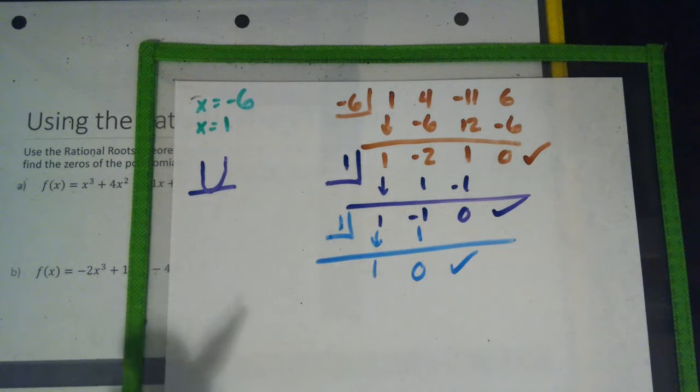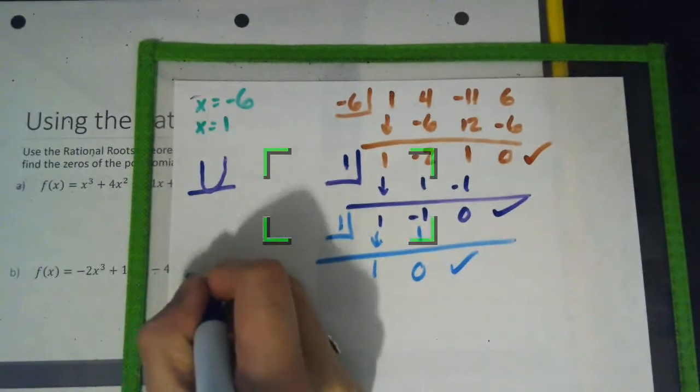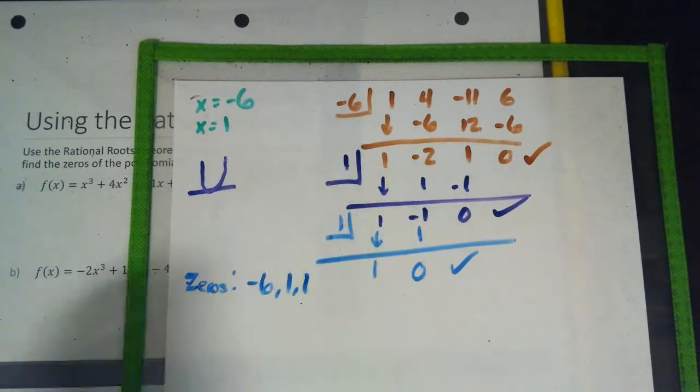So that means I got remainders of zeros in all of these cases, and my zeros are at -6, +1, and +1. We could list it as -6 and +1. We just have to know that +1 has a multiplicity of 2.